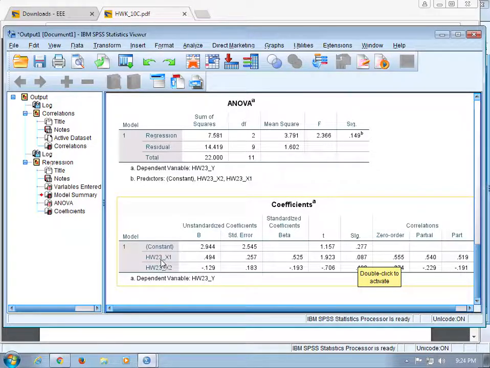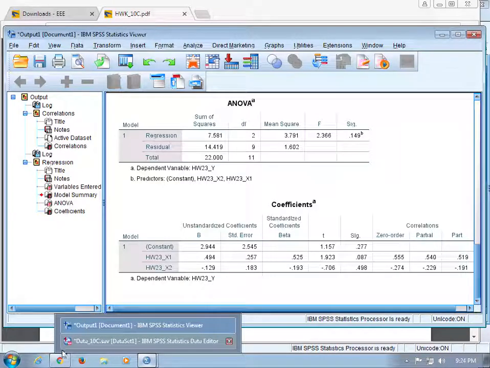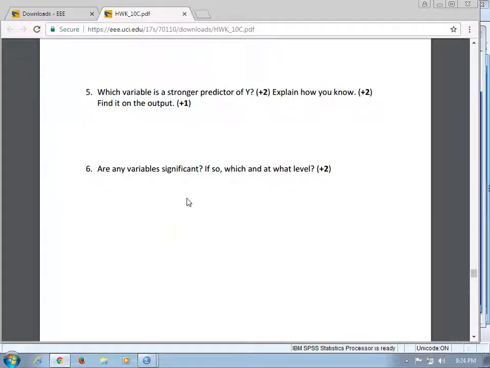And in this case, the null for this hypothesis test is that there's no relationship between x1 and y, and the null for this hypothesis test is that there's no relationship between x2 and y. So in this case, I failed to reject both of those null hypotheses, so I would say we failed to find any evidence that either of the variables were significant at a level of alpha 0.05.